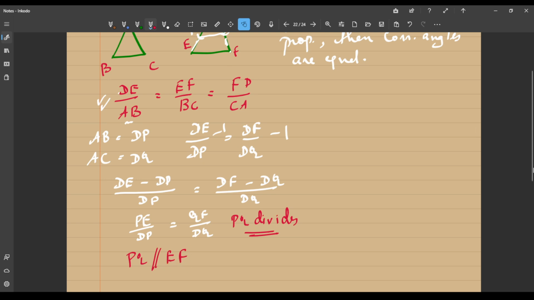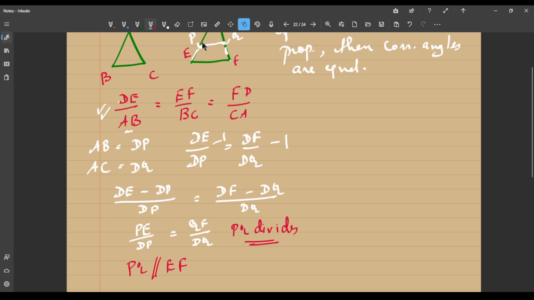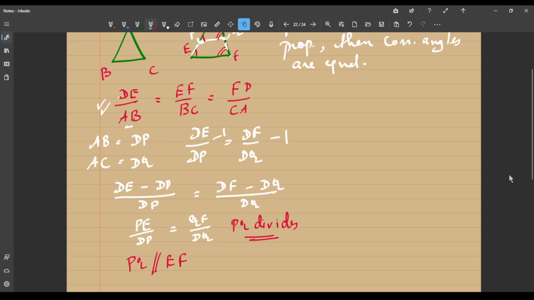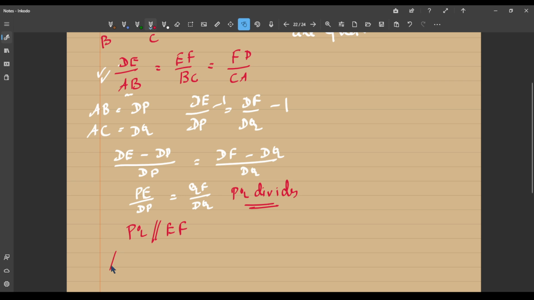So if PQ is parallel to EF, we know that these two triangles would be equiangular. Just look at PQ and EF, there's nothing else to look at. Angle P is equal to angle E, they are corresponding angles, and angle Q is equal to angle F. They are also corresponding angles on parallel lines. So angle P is equal to angle E and angle Q is equal to angle F, right?